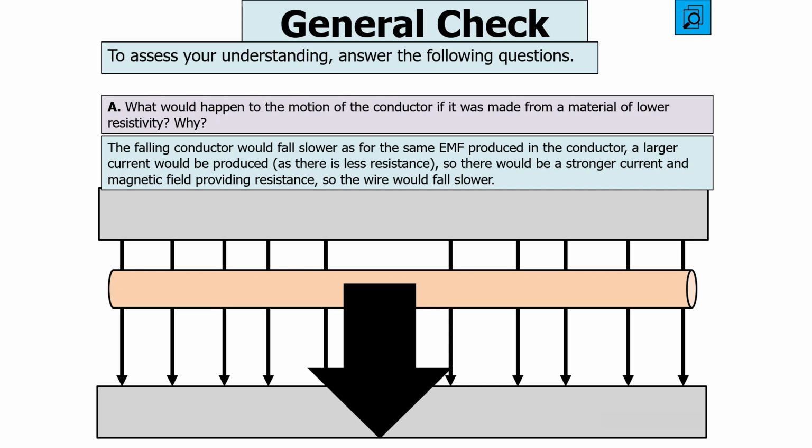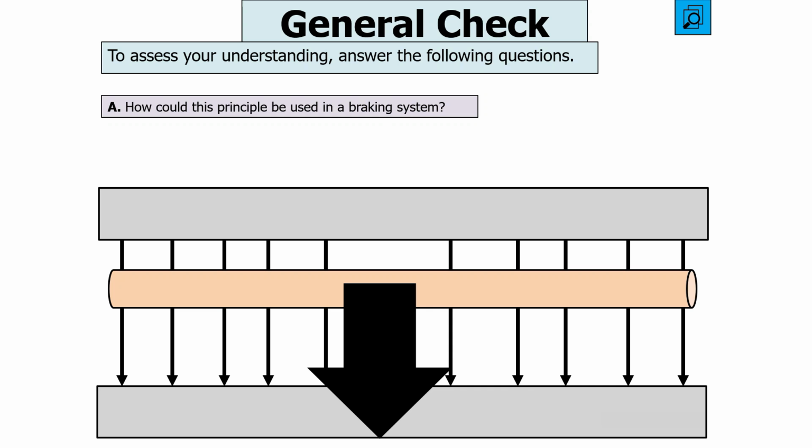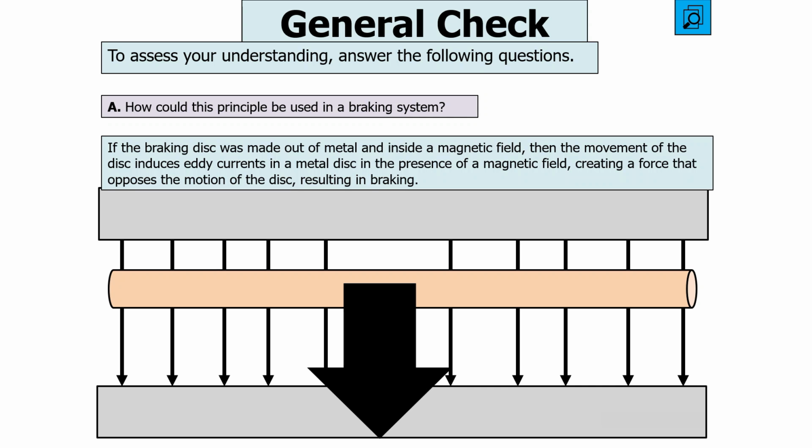How could this principle be used in a braking system? If the braking disc was made out of metal and inside a magnetic field, the movement of the disc induces eddy currents in the metal disc in the presence of the magnetic field. This creates a force that opposes the motion of the disc, resulting in braking.